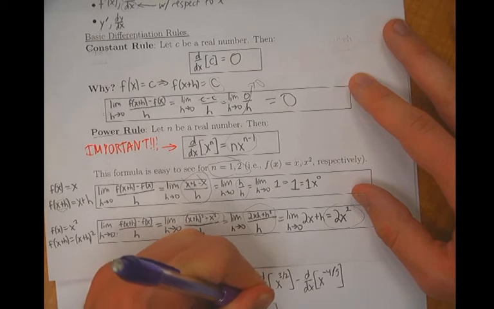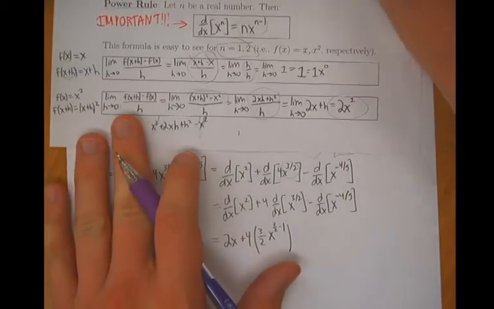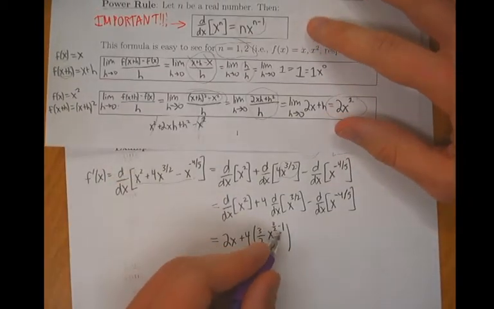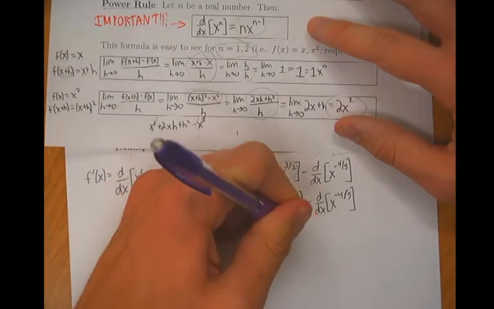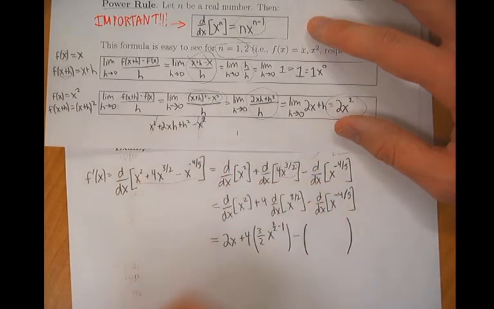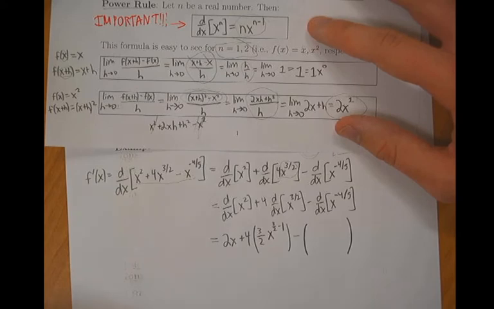I'm just going to write this as 3 halves minus 1 for now, just so you can see where things are being placed in the context of the power rule. And then minus, then what? And then someone else, what would the derivative of this last term be?